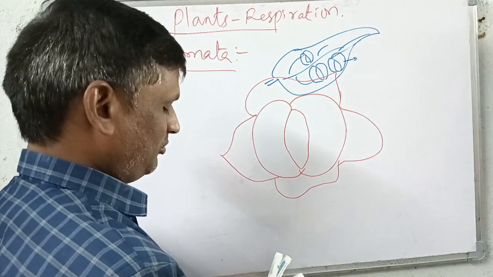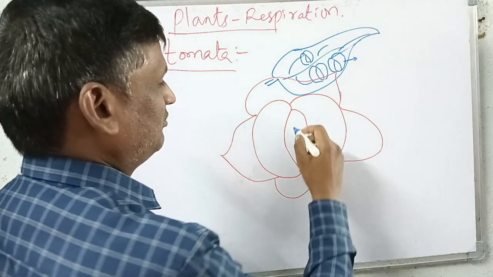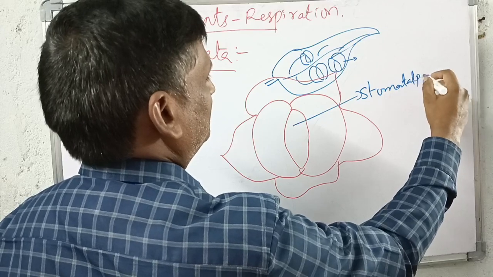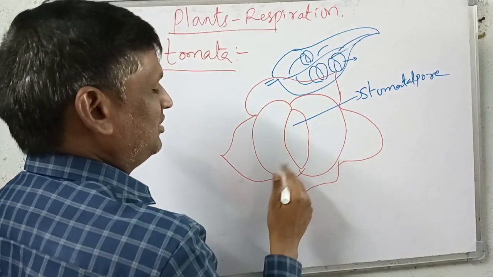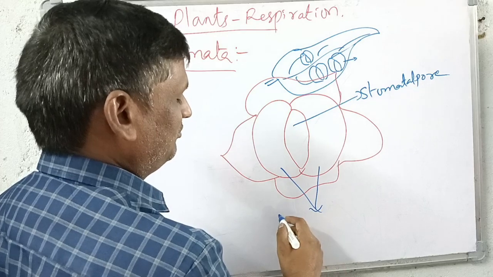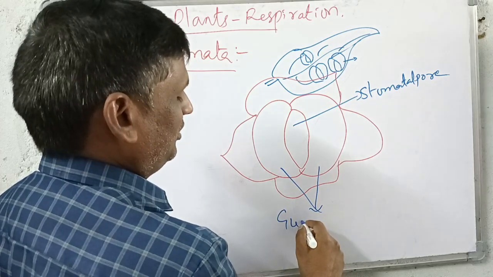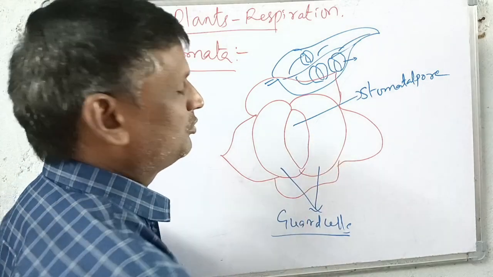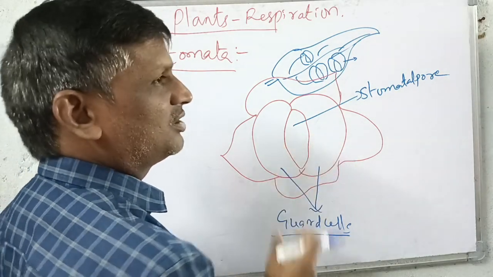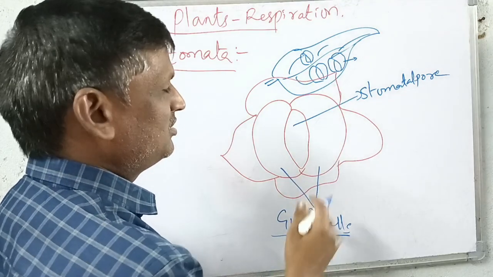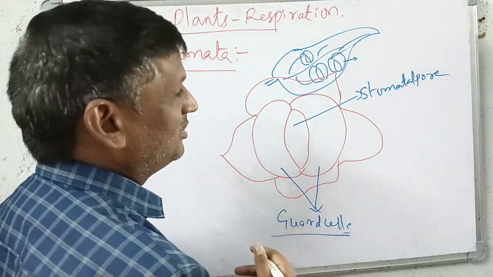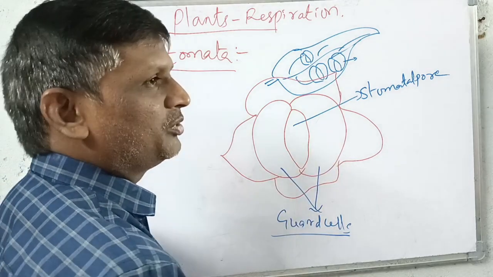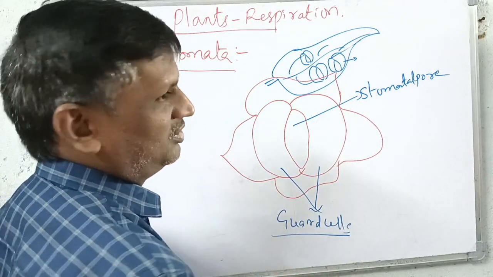See, this is the stomatal pore. Here we can observe this stomatal pore, and on either side of the stomatal pore we can observe the guard cells. These guard cells can control the opening and closing of stomata. Generally, stomatas are open during the daytime in terrestrial plants and closed during the night time. But when we see the desert plants, stomatas are open during the night time and closed during the day.